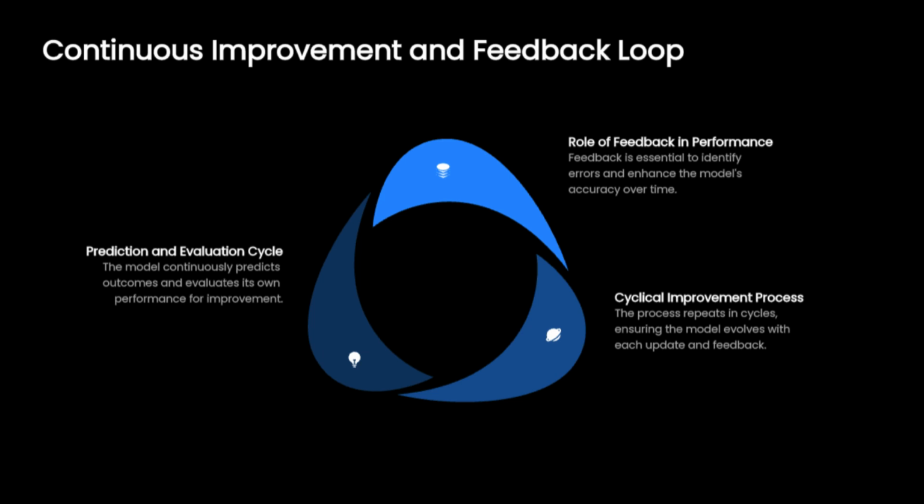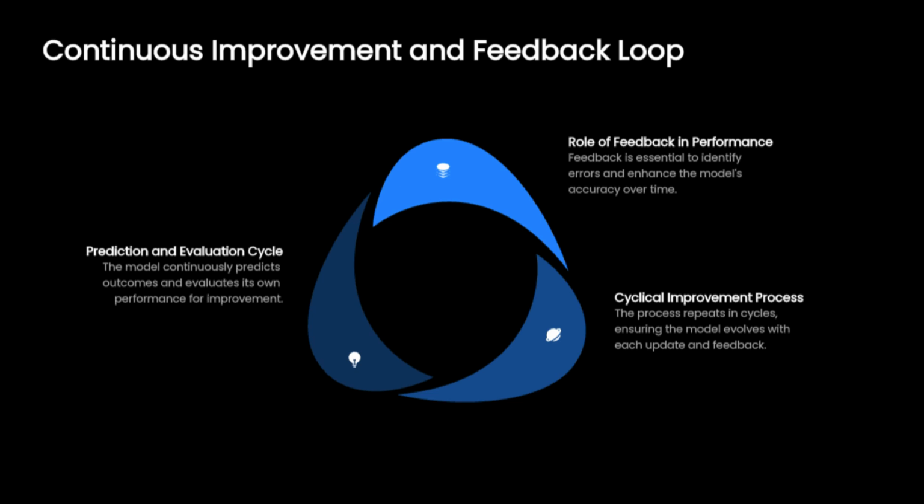Machine learning does not stop after making predictions, it continuously improves through a feedback loop. In the prediction and evaluation cycle, the model regularly generates predictions and evaluates its own performance using real-world results. This helps identify where the model is performing well and where it needs improvement. The role of feedback is crucial in this process. Feedback allows the system to detect errors, understand mistakes, and adjust its parameters accordingly. Over time, this feedback helps improve accuracy, reliability, and overall performance of the model.